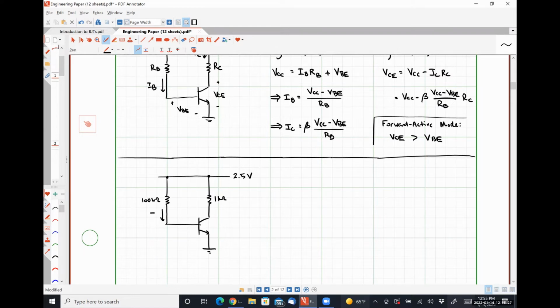Let's define our base current here, IB. Our collector current here, IC. Our base emitter voltage, VBE here. And our collector emitter voltage, VCE here. We are given that beta is equal to 100. And IS is equal to 10 to the negative 17 amperes.